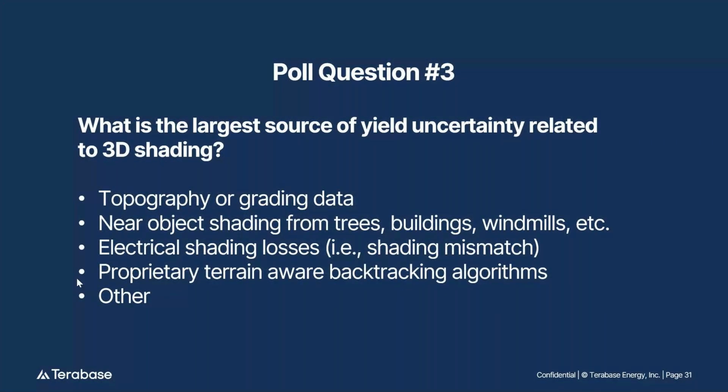All right, so that brings us to our third and final poll question. Thanks, Kurt. That was great. What is the largest source of yield uncertainty related to 3D shading? So the poll should be open. Is it topography or grading data, near object shading from trees, buildings, windmills, etc.? Electrical shading losses, so various types of module and string mismatches due to shading? Proprietary terrain-aware backtracking algorithms, or the lack thereof? Or other?